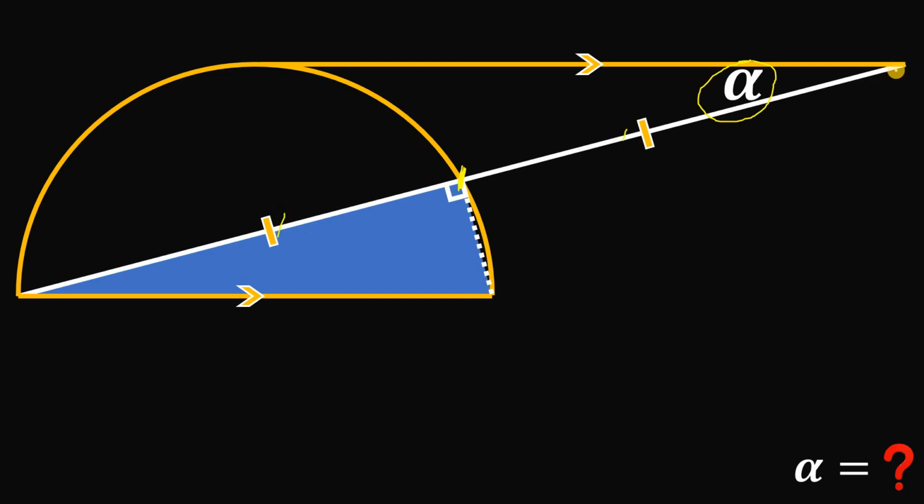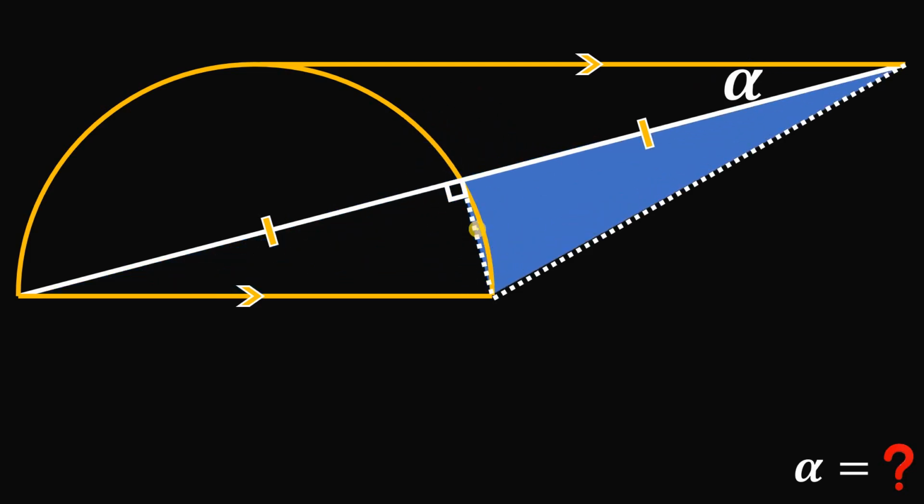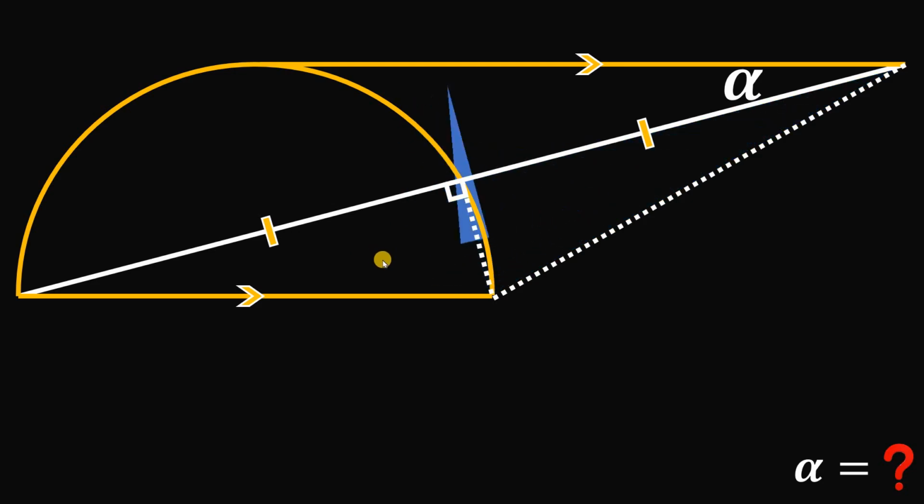So what we're going to do is to draw another right triangle like this. Now, these two right triangles are said to be congruent by leg-leg postulate. So because they are both right triangles, the two legs are congruent. Therefore, these two right triangles are congruent.